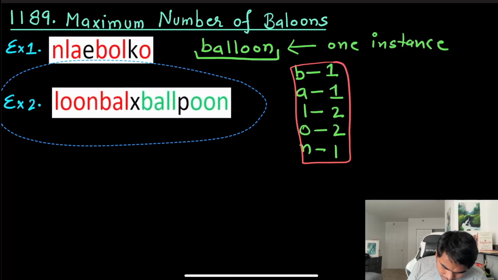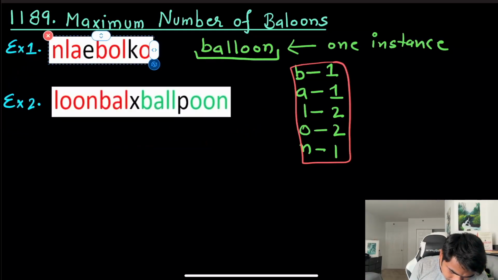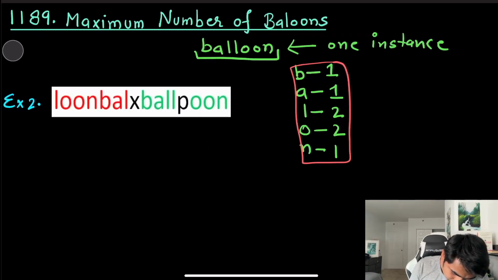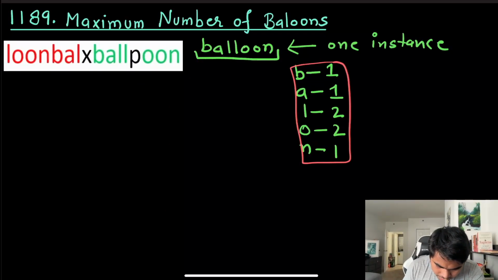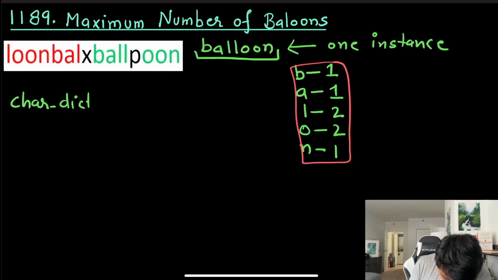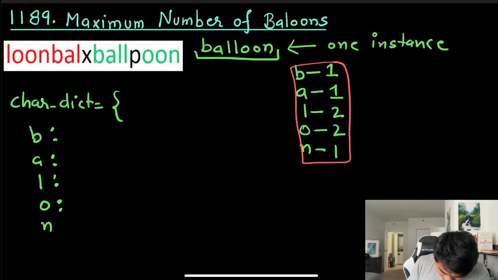This is a better one. So let's do this one. Let's work with just this. Let's create the dictionary with these keys. I'll just call it char dict, and here we will have B and then A, L, O, and N. Initially I can assign these as zeros, or I don't have to, and then I will go through my characters.